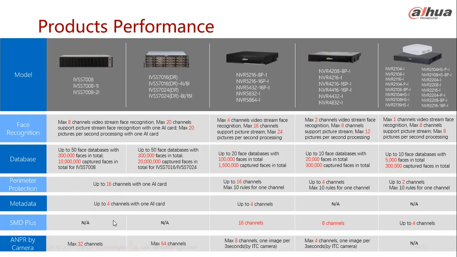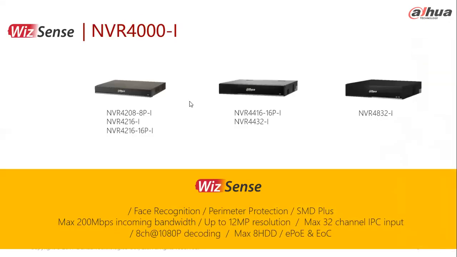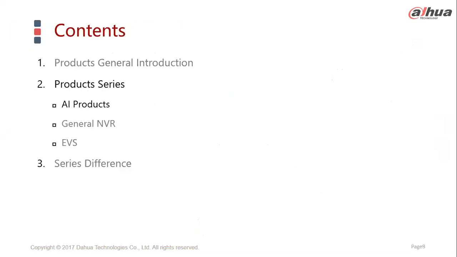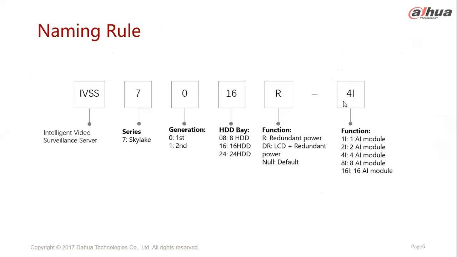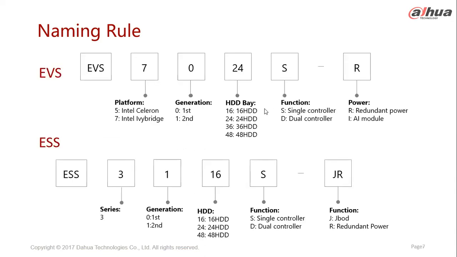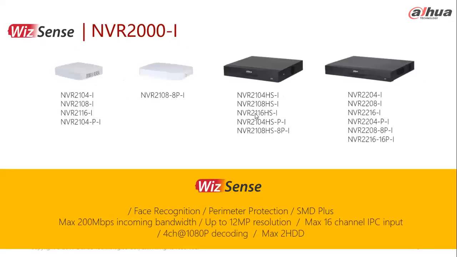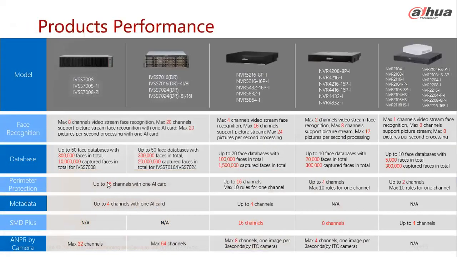So if you're going to do perimeter protection with the IVSS, you can support up to 16 channels with 1 AI card. So you can see from the naming rule, some have 1 AI module or 4 AI modules. If you see 4 AI modules, meaning if you're going to do 16 channels with 1 AI card, if it has 4 AI cards, just do multiple of that, 4 times 16, get the result.